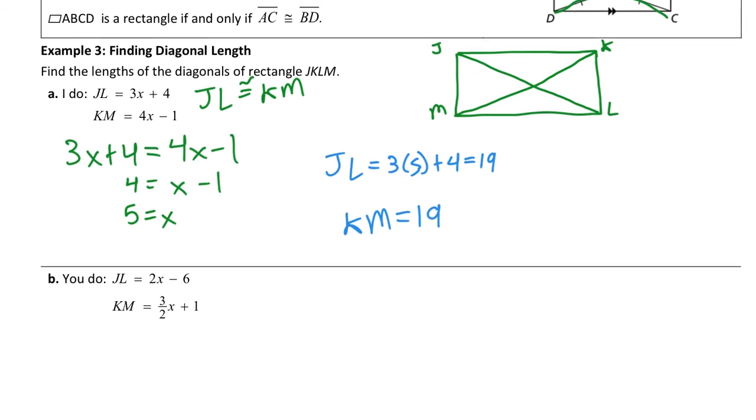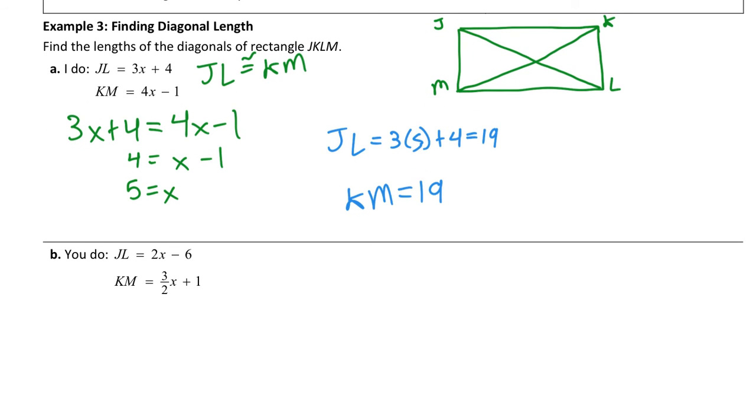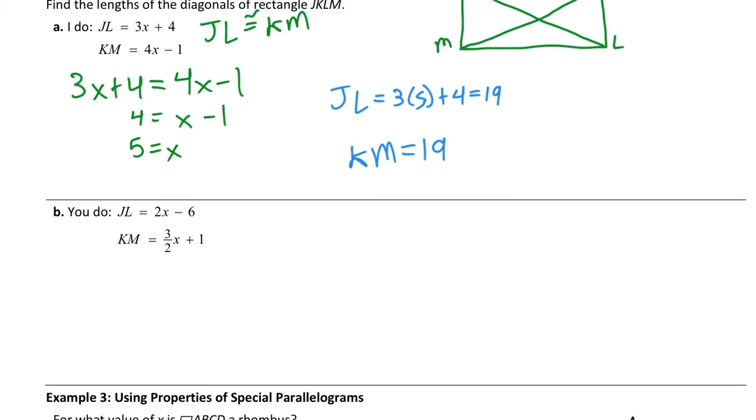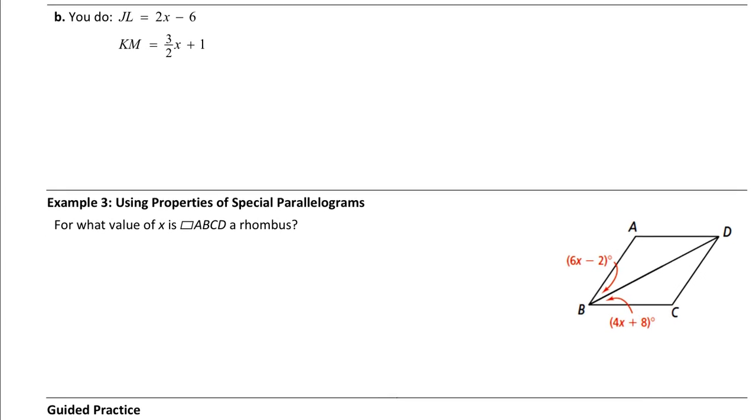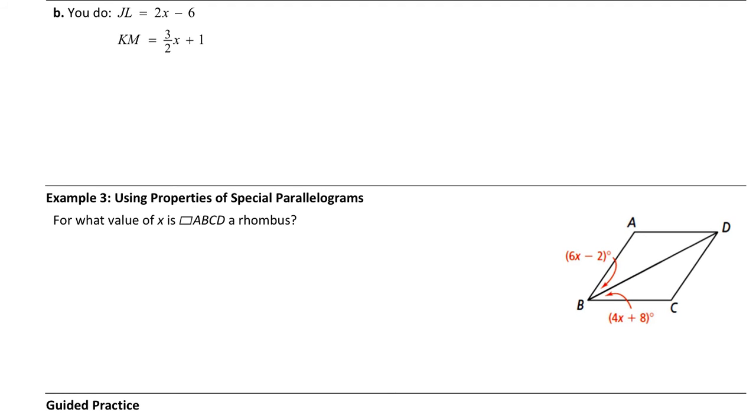So in part B, I'd like you to try to find the length of those diagonals if you're given that JL is 2x minus 6 and KM is 3/2 x plus 1. So I'll give you a minute or a few seconds to pause the video, try to work through this, then when you're ready, resume the video. I'll show the answer and then go through example 3.